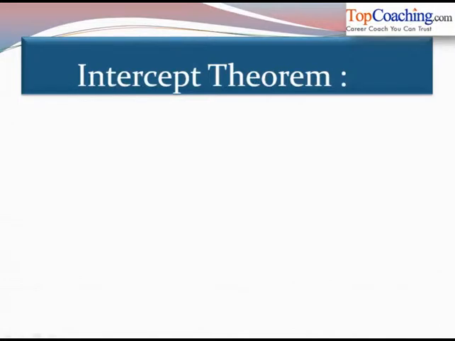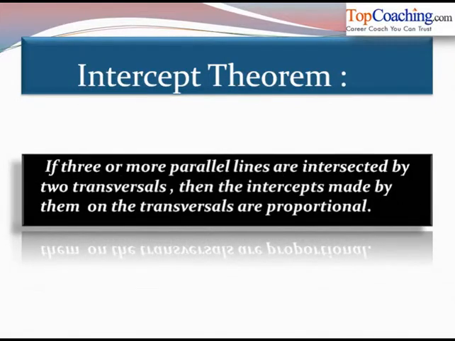The next application of the basic proportionality theorem is the intercept theorem. And this theorem says that if three or more parallel lines are intersected by two transversals, then the intercepts made by them on the transversals are proportional. So this intercept theorem says that if we have three or more parallel lines, and these parallel lines are intersected by two transversals, then the intercepts made by these lines on the transversals are proportional to each other.